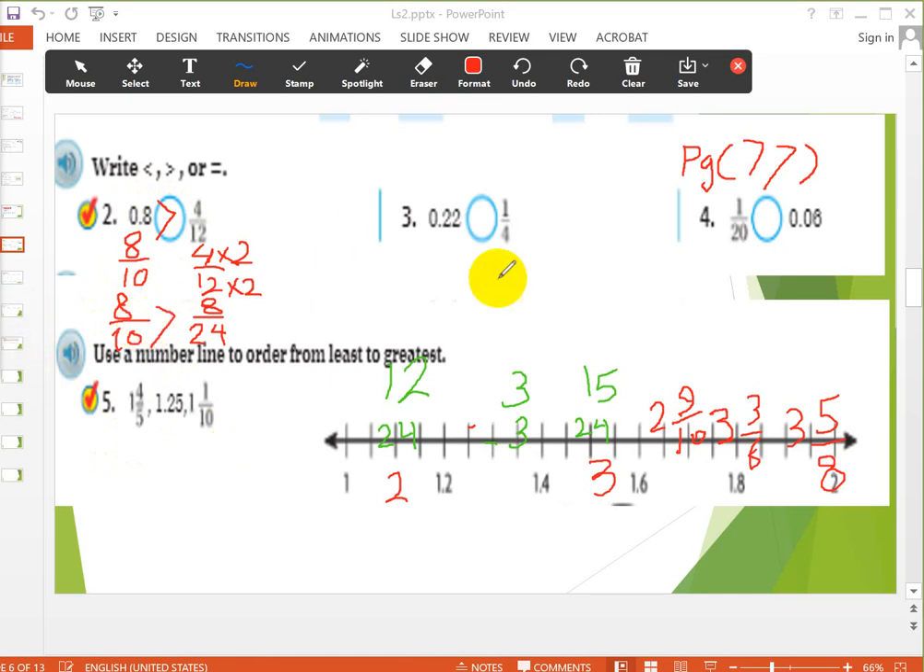Okay, girls? Now let's move to exercise number 3. I want to compare here between 0.22 hundredths and 1 over 4. Let's try to make one of those numbers like the other.